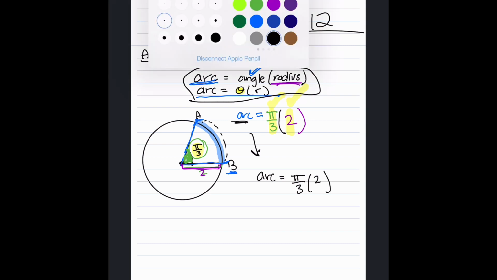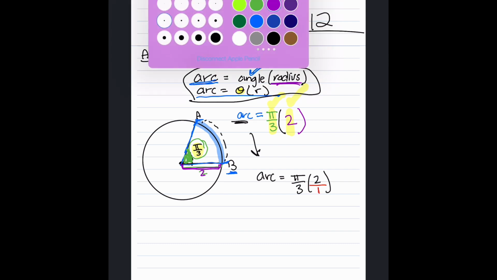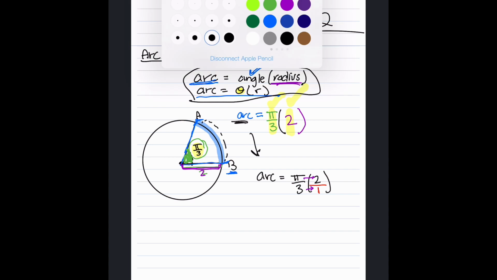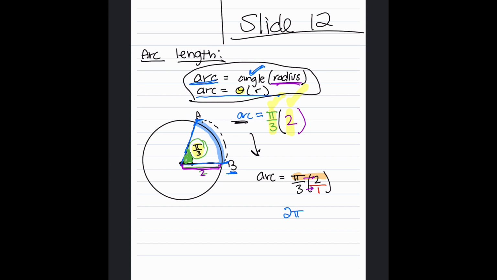A common mistake I'll see is that students will try to multiply 2 to both of these numbers. We do not want to do that. Pi over 3 is a fraction, and technically the fraction version of 2 would be 2 over 1. So now I multiply fractions, numerator with numerator, denominator with denominator. On my numerator, pi times 2, I can actually just write as 2 pi. And on my denominator, 3 times 1 is 3. So the arc is equal to 2 pi over 3. And that's my final answer. My answer has pi in it. That's totally fine.